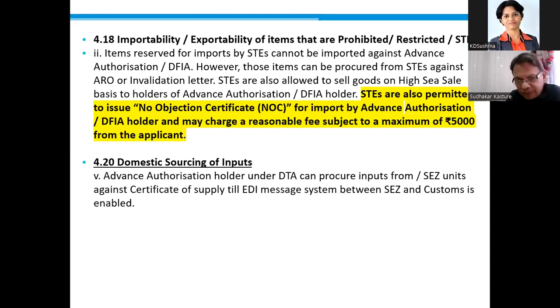Domestic sourcing of inputs. There was a problem when you want to source the material from SEZ units. What was the problem? All the SEZ units are not necessarily covered under the EDI system. The system has not been developed. So in such cases, till the system is created, they have created a separate provision called certificate of supply. So against a certificate of supply, you would be able to procure material from special economic zones. You should be an advance authorization holder. Utilizing this document, you will be able to source the goods without payment of duty.